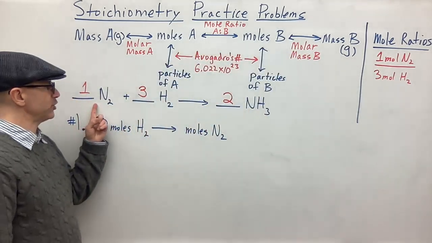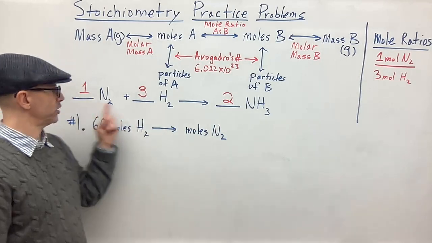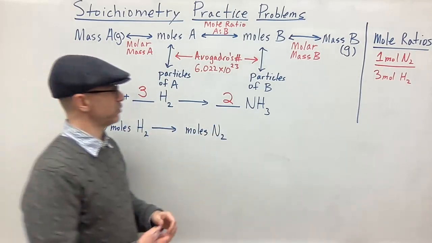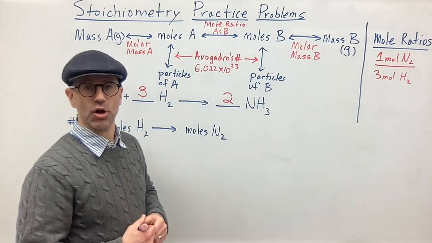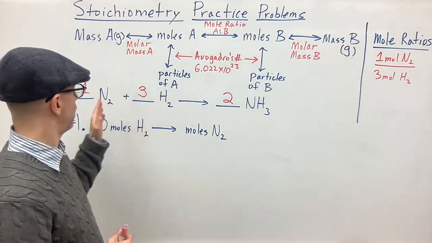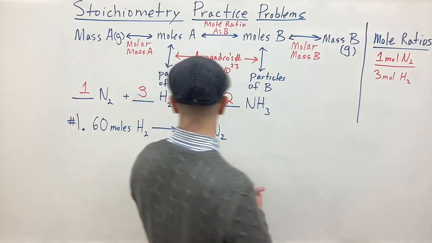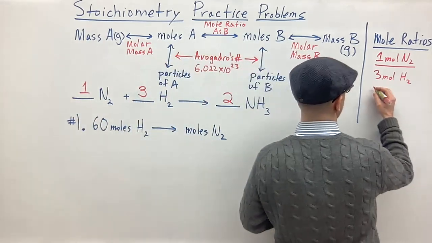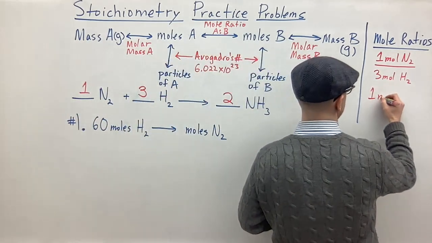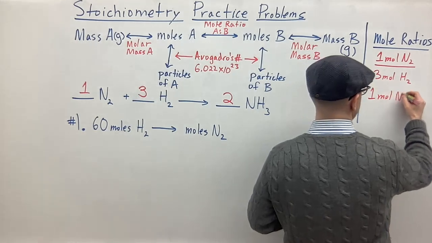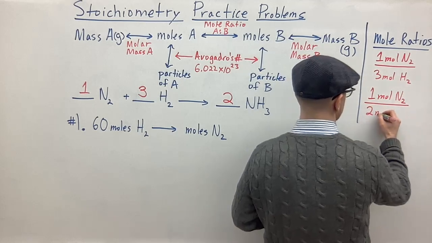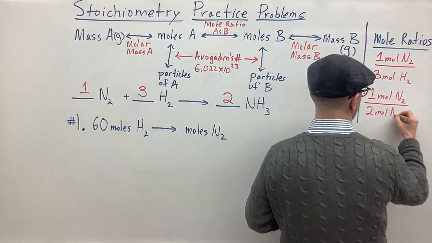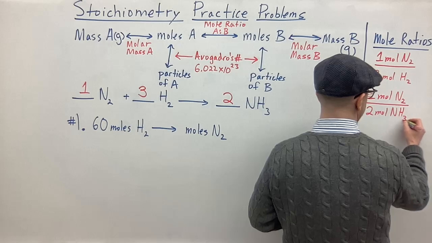Or we could do nitrogen to ammonia. So it's 1 to 2. So we can write our mole ratio for nitrogen and ammonia. For that, it's going to be 1 mole of nitrogen over 2 moles of ammonia, NH3.